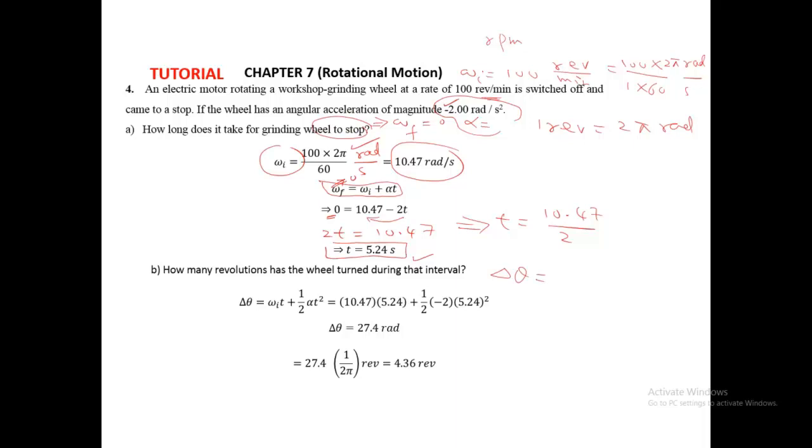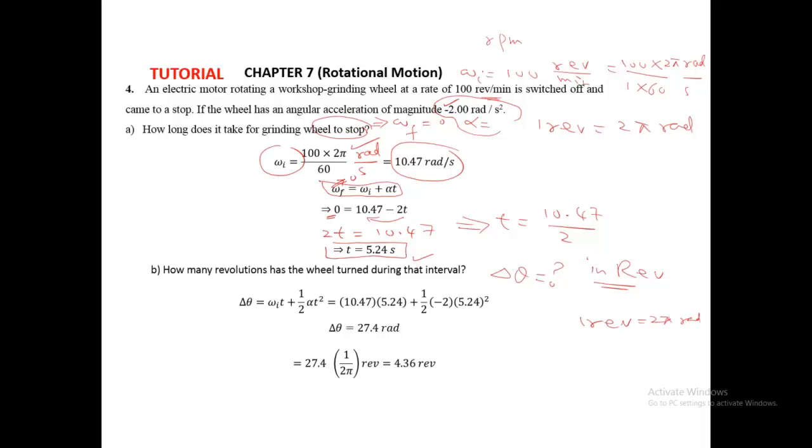So you need to find out delta theta, but in revolutions. Keep in mind, the SI unit is radian. First you will get your answer in radian, but then you convert it into revolution by using the rule: 1 revolution is equal to 2 pi radian.